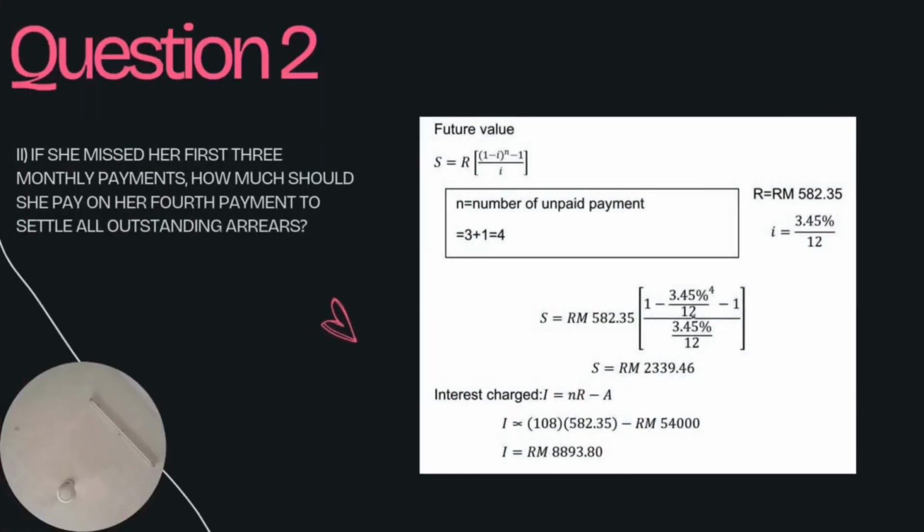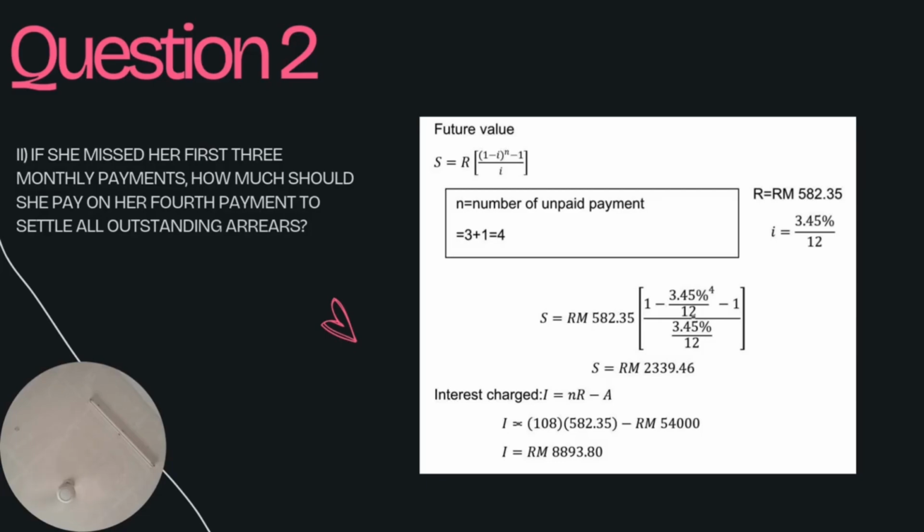For question number 2, if she missed her first 3 monthly payments, how much should she pay on her 4th payment to settle all outstanding arrears? For future value, we use S equals R, (1 plus i) to the power n minus 1, over i. So for n, which is the number of unpaid payments, we add 3 plus 1 equals 4. So we substitute our information that we had in the formula, which after we use the calculator, we got 2,339 ringgit and 46 cents.